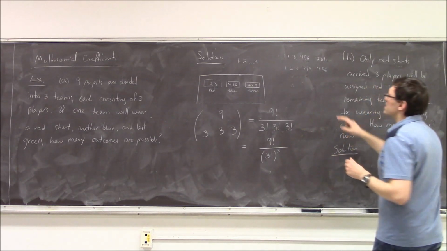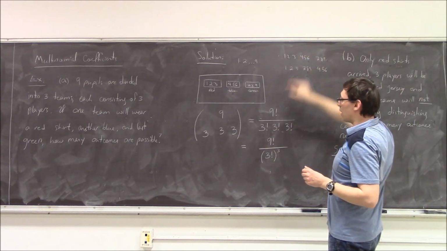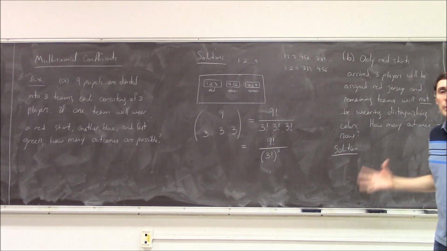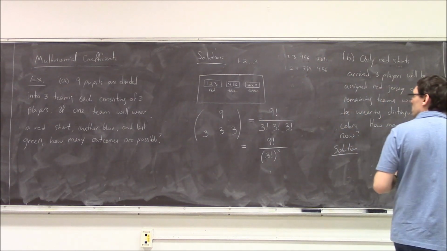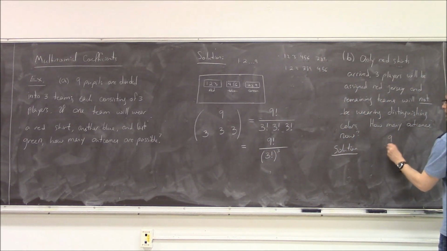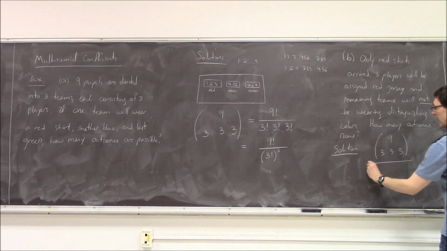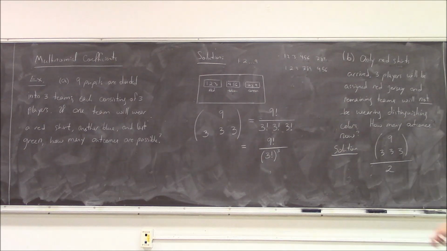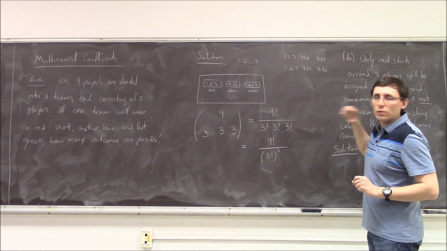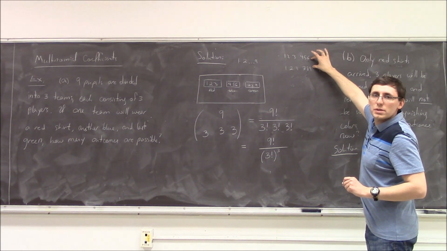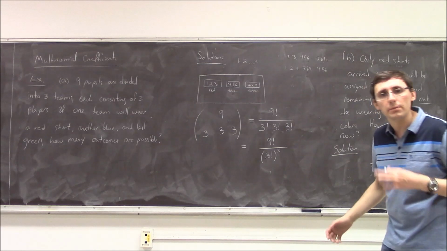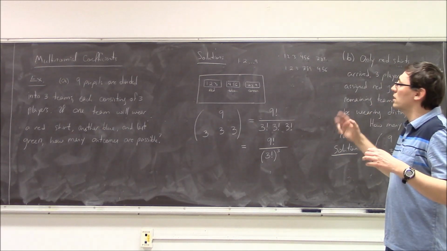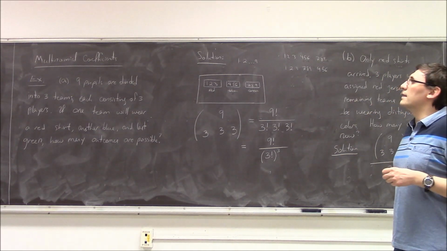So now the solution is that those codes are overcounting. By how much? Well, clearly exactly by 2, right? So the solution would have been very simply 9, choose 3, choose 3, choose 3, divided by 2. So for each unique outcome, now you have 2 codes, because we cannot tell which is the blue team and which is the green team. Only the red team is distinguishable.